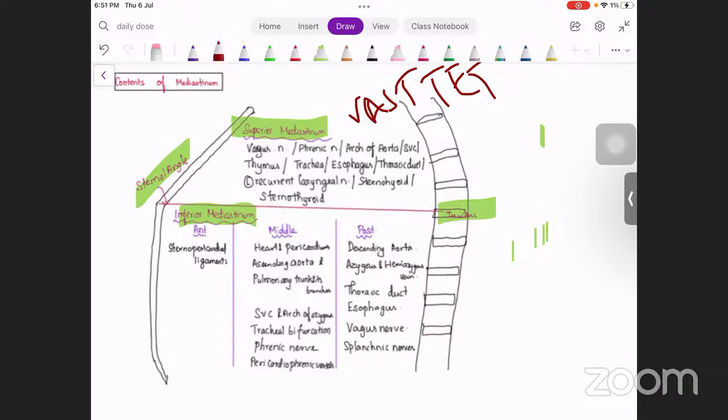So vagus nerve, arch of aorta, superior vena cava, and the thymus, and then you have the trachea, and then you have the esophagus, and then you have the thoracic duct. Apart from that, you may see the phrenic nerve, left recurrent laryngeal nerve, and the sternohyoid and sternothyroid muscles. I used to remember it with the mnemonic of VAST TET. The contents of superior mediastinum are VAST TET, people.